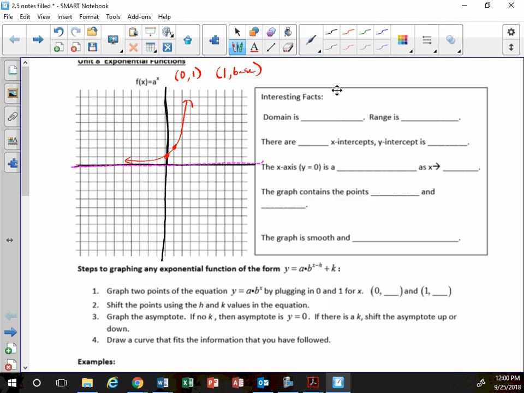All right, let's look at our interesting facts over here. What's your domain of an exponential graph? What about the range? Infinity. How many x-intercepts are there? 0. Yeah, none. And your y-intercept is always good.